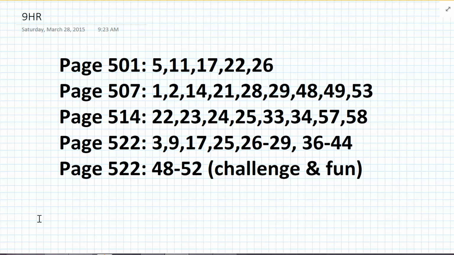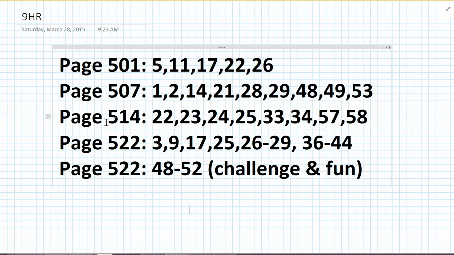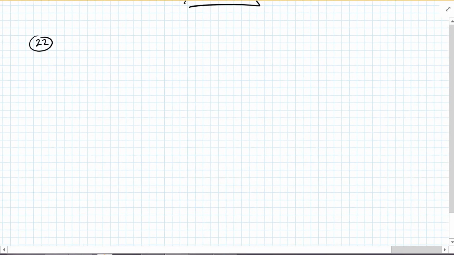All right, Algebra 2, Chapter 9, Section 6 review. This is going to be page 514. So let's get going. All right, number 22. Looks like a distance rate problem. So let's zoom in a little bit.